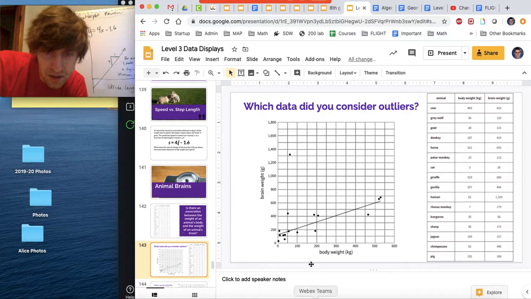Okay, so normally, if you're doing data on animal brain weight versus body weight, you would probably not include humans, because humans are totally different, literally a completely different animal. If you include humans, it's probably going to skew your data, and it's not going to make a whole lot of sense.